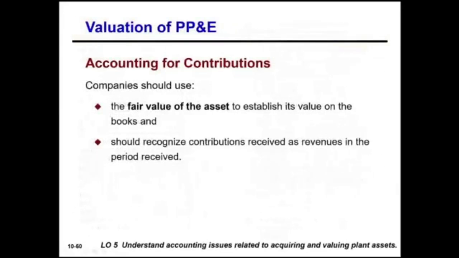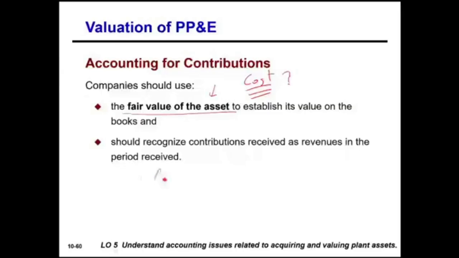Accounting for contributions. What happens if somebody contributes an asset to our business? Basically, contribution. I'm just going to give you the rules. Companies should use the fair value of the asset. Because if somebody gives us an asset, there's no cost to us. So how do we record it? Well, we record it at fair value and should recognize the contribution received as revenue in the period received.